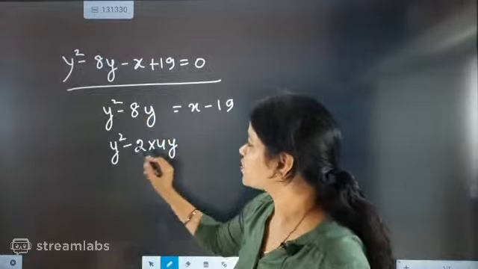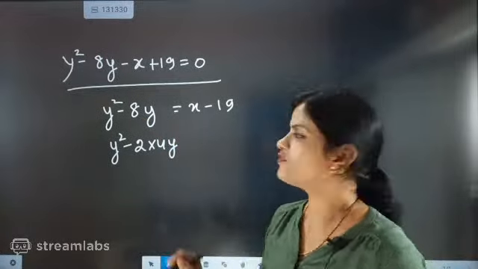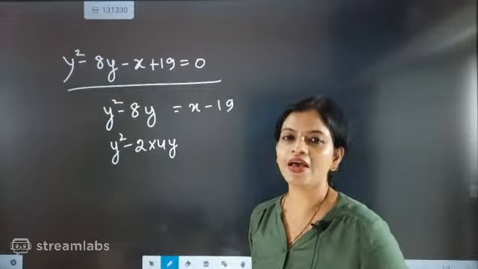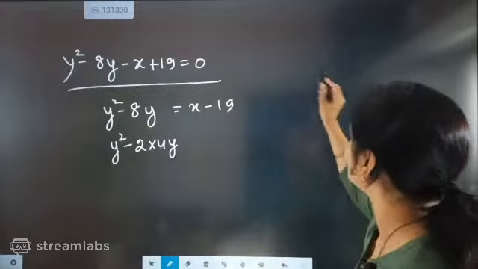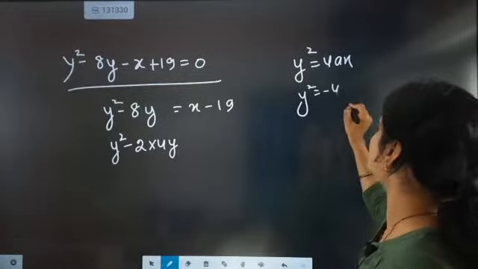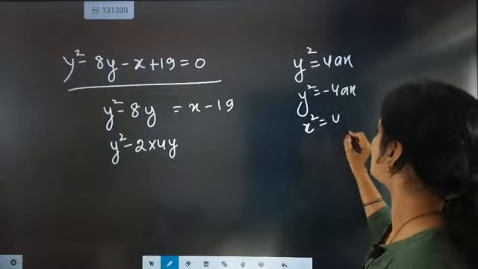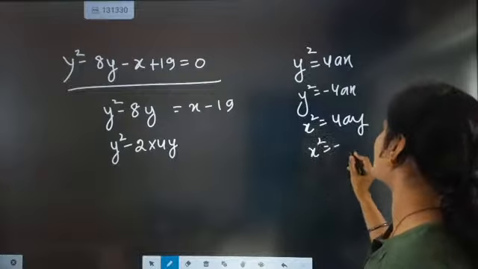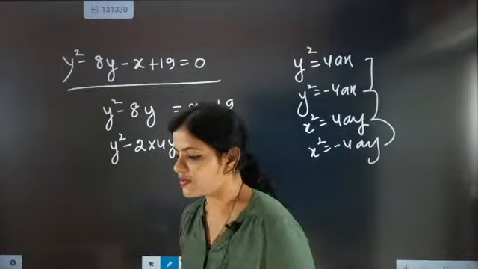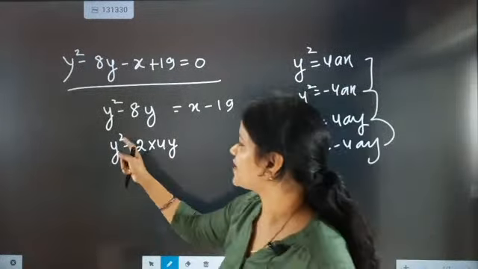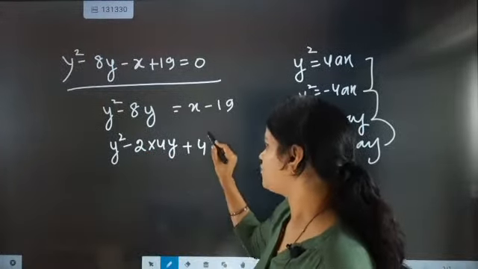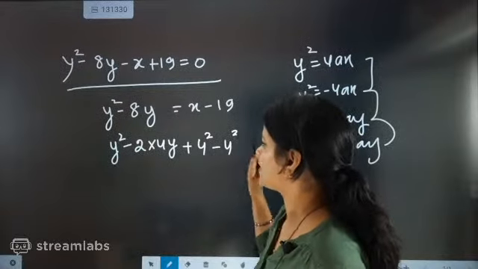Now look here, beta, y square minus 8y is there. First we have to convert it into a complete square, because of the standard equations: y square equal to 4ax, y square equal to minus 4ax, x square equal to 4ay, and x square equal to minus 4ay. So all these four are there, and now we are going to check against them. First is y square minus 2 into 4y.